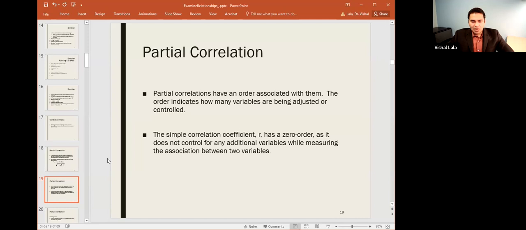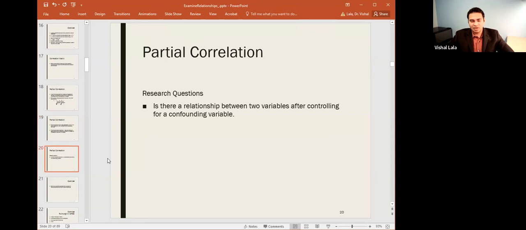So you can think about partial correlation as having an order associated with it. The order depends on how many variables are being partialed out in constructing the correlation. A common research question might be: is there a relationship between two variables after controlling for a potential confounding variable, a variable that's like a monkey wrench in the relationship? Or maybe it's felt that the two variables are related because of some other hidden, unknown variable, and that's why I want to control for that statistically.